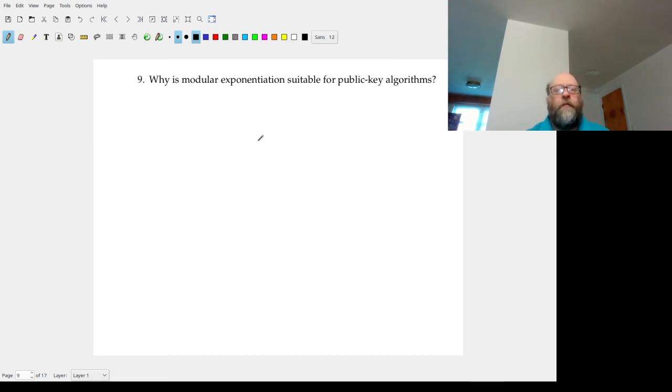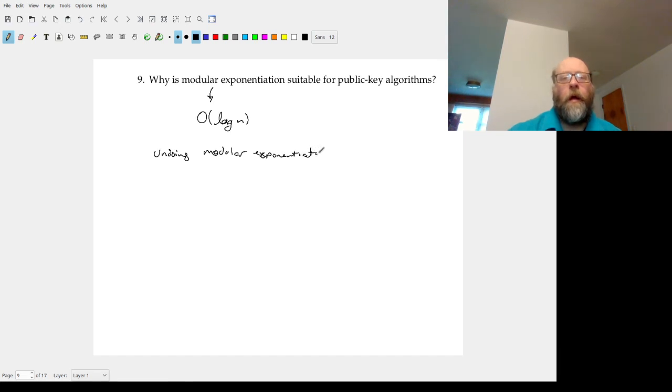Why is modular exponentiation suitable for public key algorithms? Modular exponentiation is O of log n, but the reverse operation, undoing modular exponentiation, is called the discrete log problem. It's a trickier problem. It's O of 2 to the n.